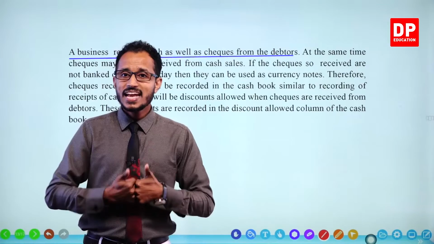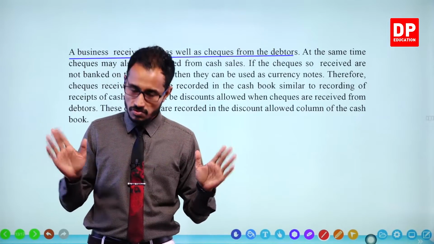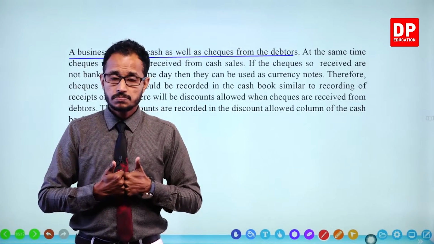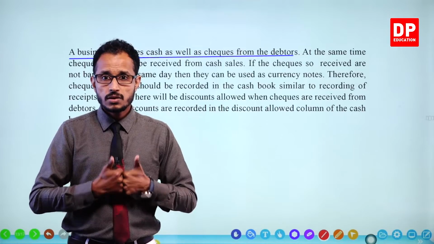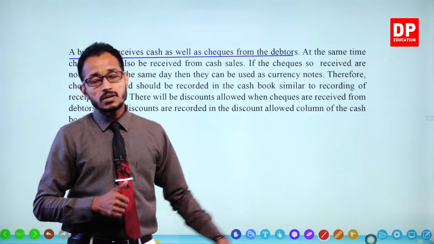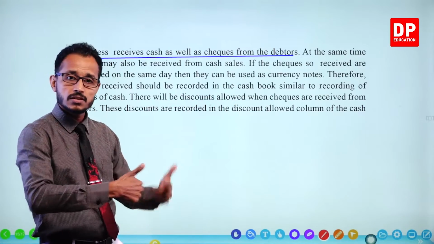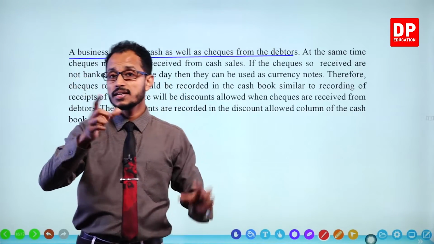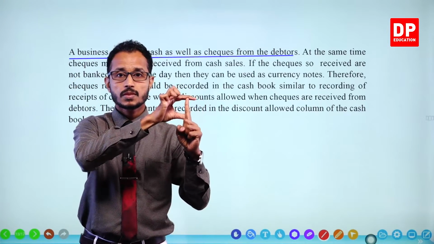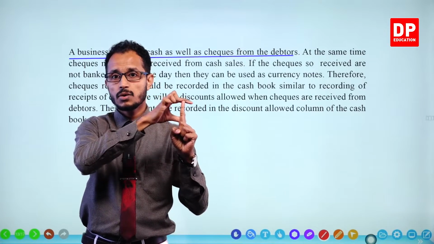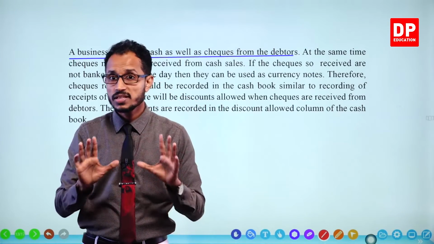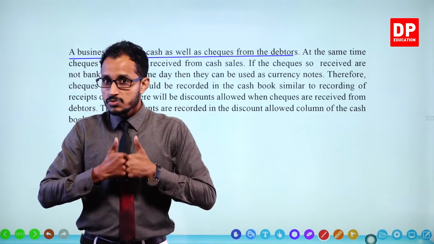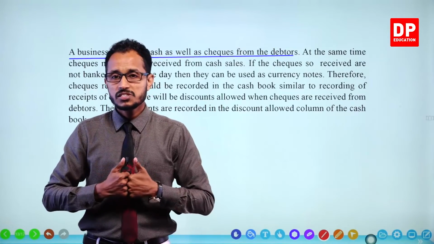So children, we end this session. Here we learned how to record transactions in the cash book with discounts, cash received from debtors, as well as cash paid to creditors with discounts. This is where we learned how to record transactions with discounts in the cash book and in the other relevant ledger accounts. With that, children, we wind up today's session.